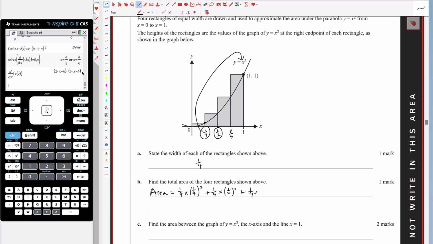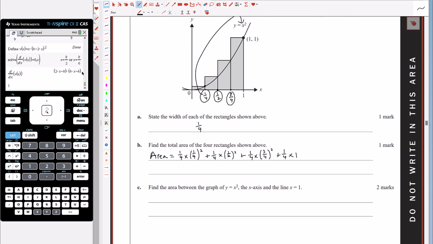And then 1/4 times the y value when x equals 3/4, so that's going to be (3/4) squared. Its width is 1/4 and its height is 1. Okay, so we just need to work that out.